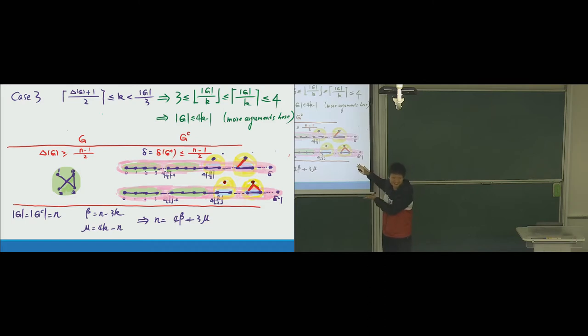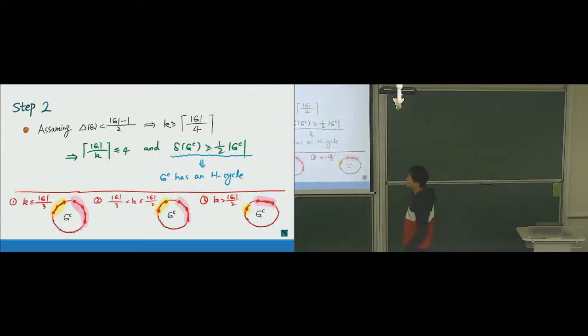We need to prove this, and we also need to prove this. We can do such a choice. So this is the basic idea. And then step two, the second part is easier because this part k is at least g over 4. In this case, we find that the minimum degree of the complement of g is at least half of the order. So the graph has a Hamiltonian cycle.